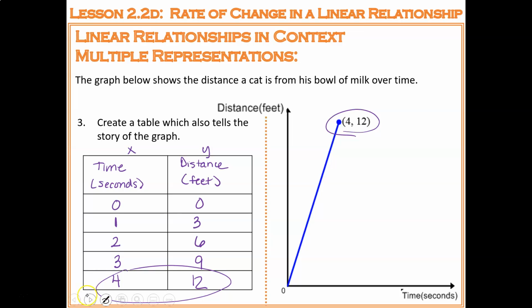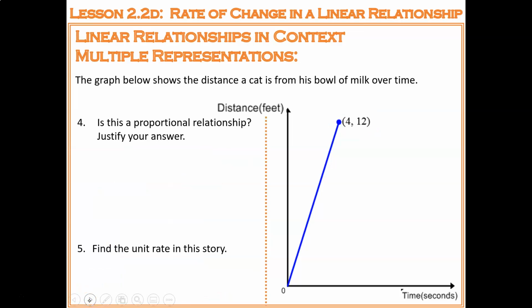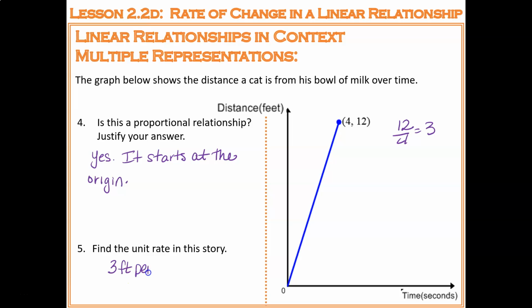So is this proportional? That's 4. Is it proportional? Well, yes, because it goes through the origin. It starts at the origin. We said our unit rate here was y over x, or 3 feet per second. So the unit rate is 3 feet per second. We are already ahead of the game here.